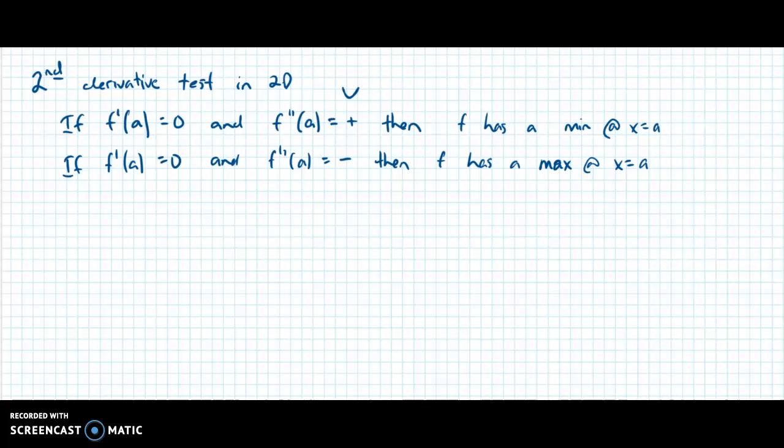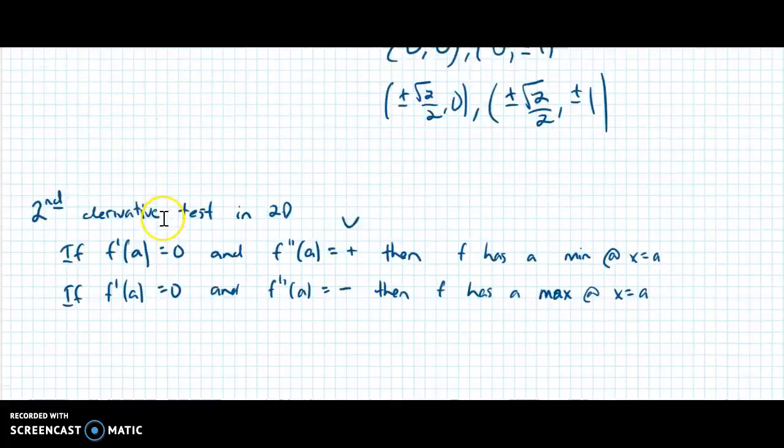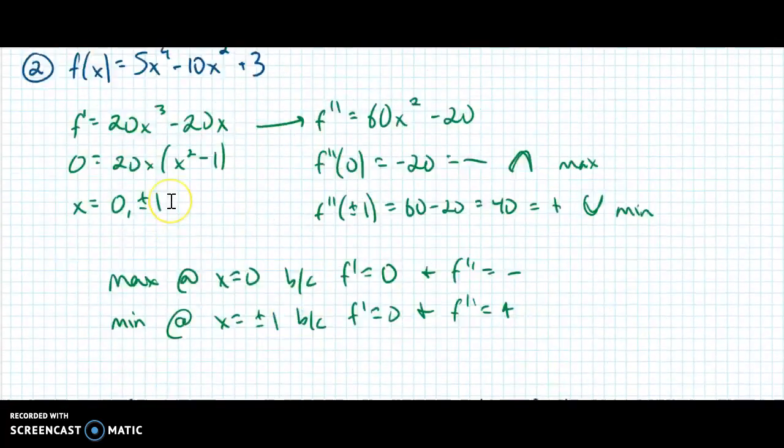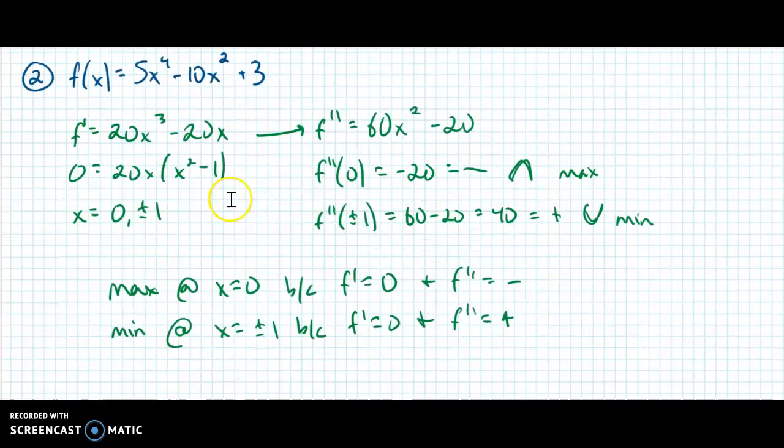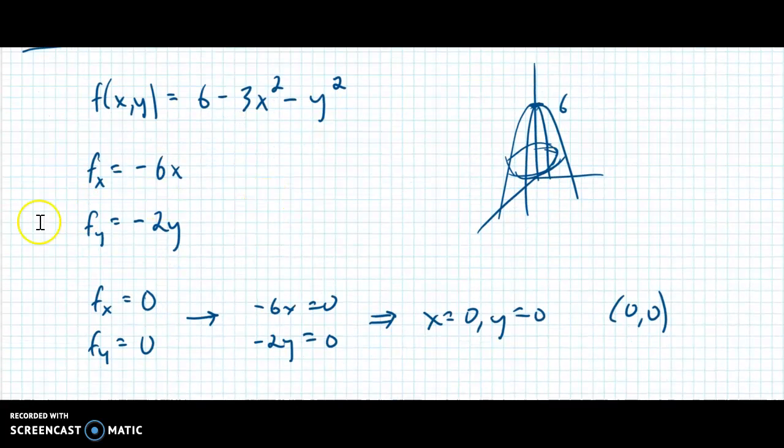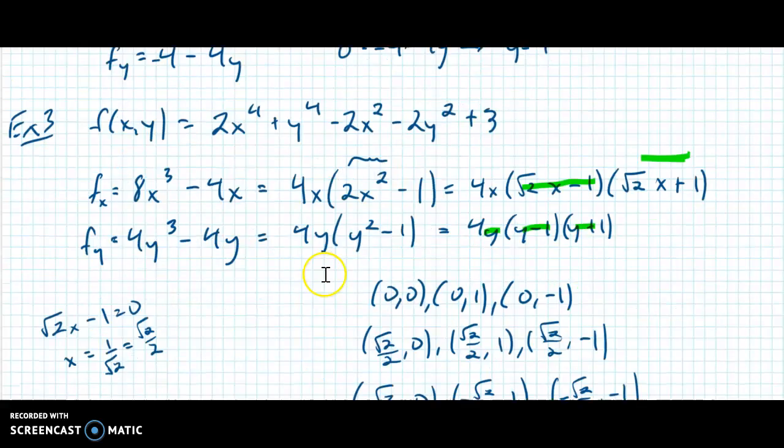All right, this is the second video about the second partials test in 3 dimensions. Before, we did some practice with the first derivative or second derivative test in 2 dimensions, and then we talked about how to find critical points for a 3 dimensional function. That is where both first partials are equal to 0 at the same time.